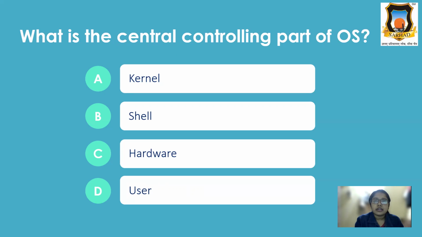Next question. What is the central controlling part of OS? Option A, kernel. Option B, shell. Option C, hardware. And option D, user. And the answer is option A, kernel.